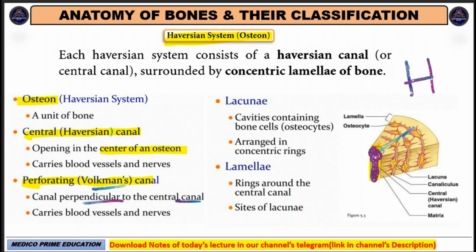So what is the function of the connecting canal? It carries the blood vessels and nerves. The central canal also carries blood vessels and nerves. So the main function may be asked in the viva: what are the functions of the Haversian canal?